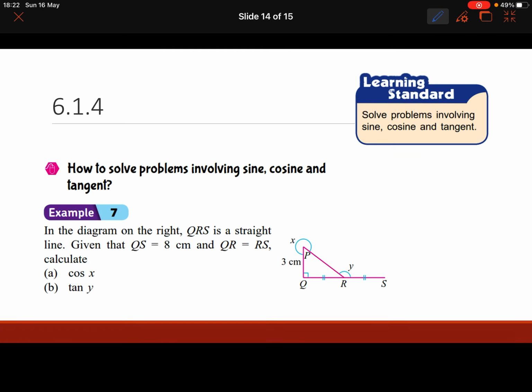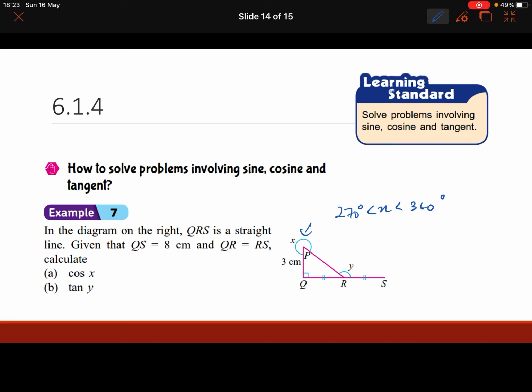Okay, next, how to solve problems involving sine, cosine and tangent. In the diagram on the right, QRS is a straight line. Given that QS equals 8 and QR equals RS, calculate cos X and tan Y. Okay, X here is located in the fourth quadrant, right? Because the value of X is between 270 and 360 degrees. So in the fourth quadrant, the value of cos is negative. Okay, cos X.